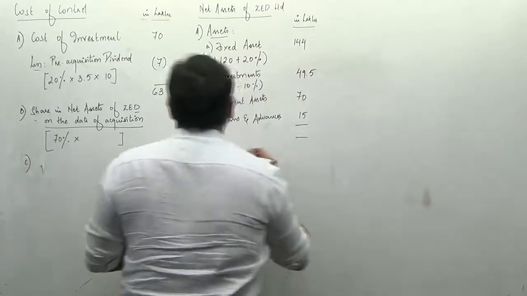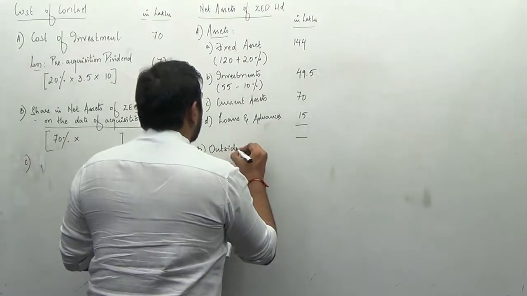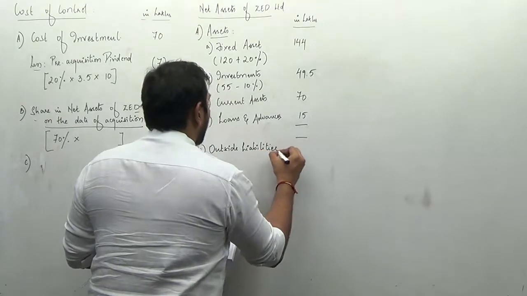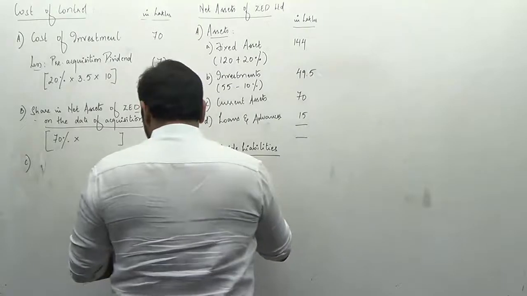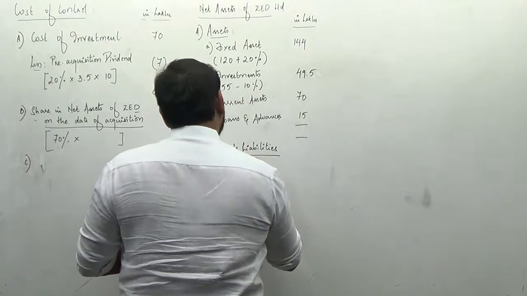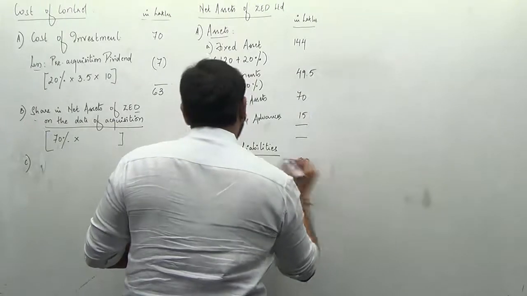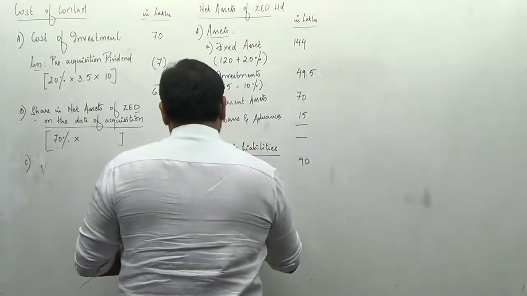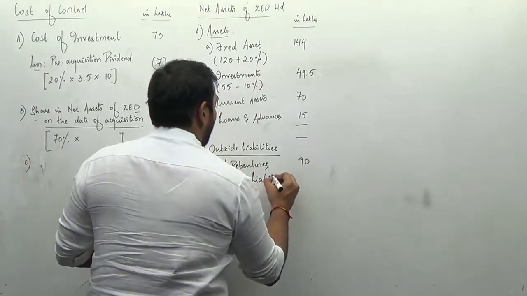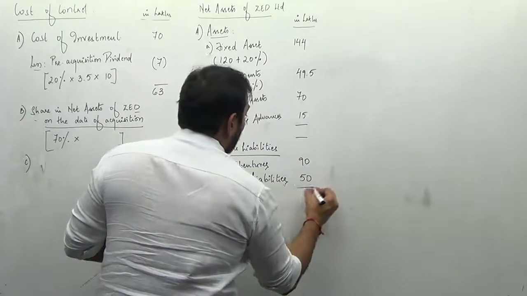This will give you the total assets. We need to reduce the assets with the amount of outside liabilities to get the net assets. There are two outside liabilities. The first one is 15% debentures, which is 90. And there are some current liabilities, which are 50. My total liability is 140.